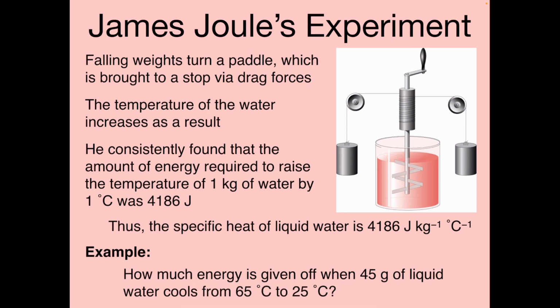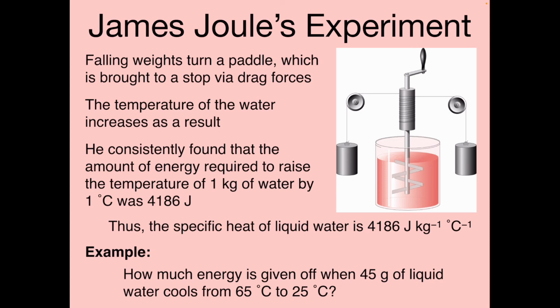We can measure exactly how much energy it takes to get 1 kilogram of water to increase in temperature by 1 degree Celsius. And in his experiments, he consistently found that that amount of energy was 4,186 joules. So it takes 4,186 joules of energy to get 1 kilogram of water to increase in temperature by 1 degree Celsius. Therefore, this is the specific heat of liquid water. Now, with that in mind, let's do an example.